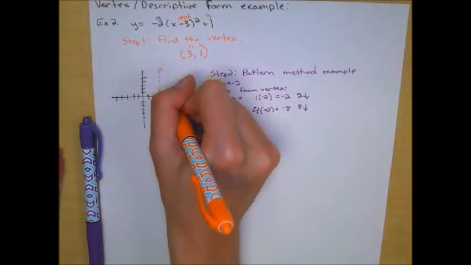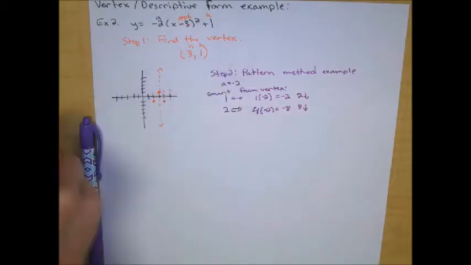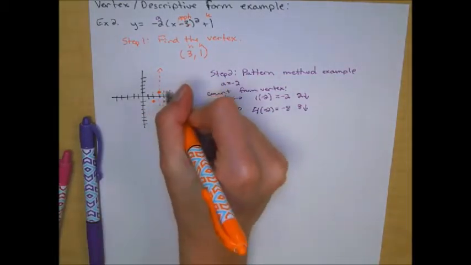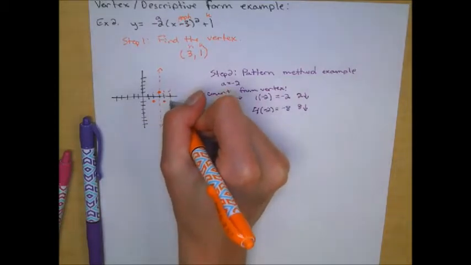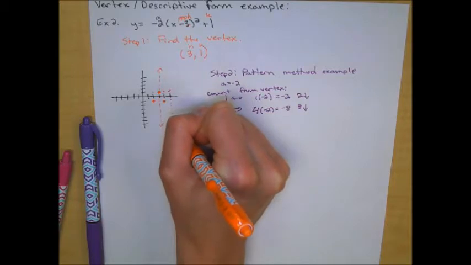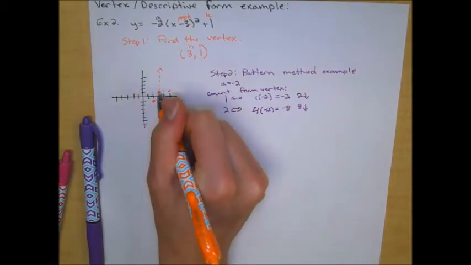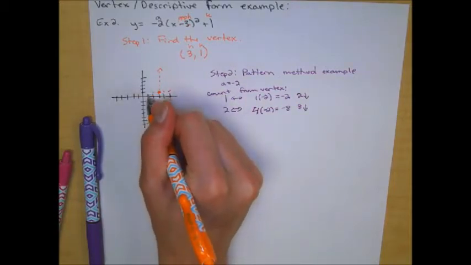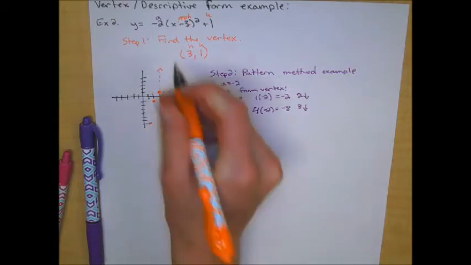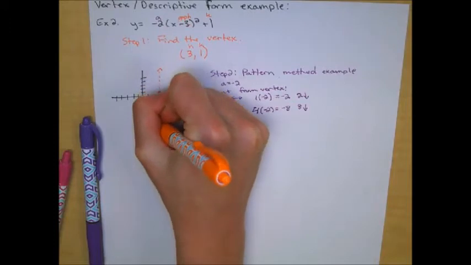2 right, 1, 2, 3, 4, 5, 6. I need a couple more here. Let me count again. 1, 2 to the right, 8 down. 1, 2, 3, 4, 5, 6, 7, 8. And then the same thing over here. 2 to the left, 8 down. 1, 2, 3, 4, 5, 6, 7, 8. And we have our parabola.